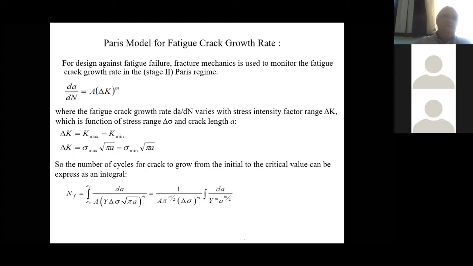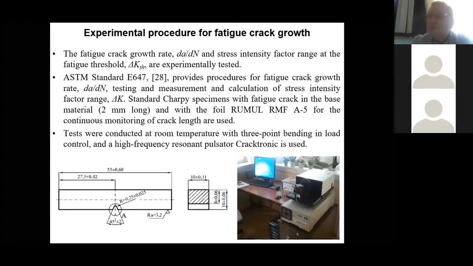And we do so. We are not using only XFAM for this. We are also using good old analytical, or better to say in this case, empirical solutions. To get C and M, or A and M, whatever we use for their notation, there is a procedure defined by ASTM standard E647 or any other standard procedure. And we in Belgrade, in our laboratory, in Military Institute, we use Cracktronic, a special device by Rummel, and also their foils to follow crack growth, and this is a simple device, and specimens are practically the same as Charpy specimens. So we use this not only to introduce fatigue crack, but also to measure C and M.